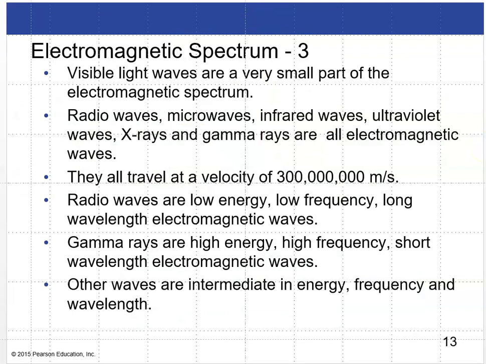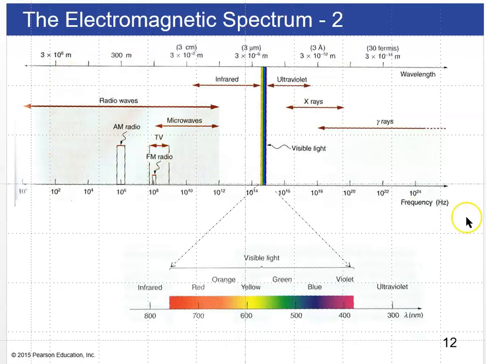Visible light waves are actually a very small part of the electromagnetic spectrum. Radio waves, microwaves, infrared waves, ultraviolet rays, X-rays, and gamma rays are all electromagnetic waves. They all travel at a velocity of 3 times 10 to the 8 meters per second in vacuum. Radio waves are low energy, low frequency, long wavelength electromagnetic waves. Gamma rays are high energy, high frequency, short wavelength electromagnetic waves. Other waves are intermediate in energy, frequency, and wavelength. I would strongly suggest that you copy this slide or something like it into your notebook. There's probably one available in your book too.